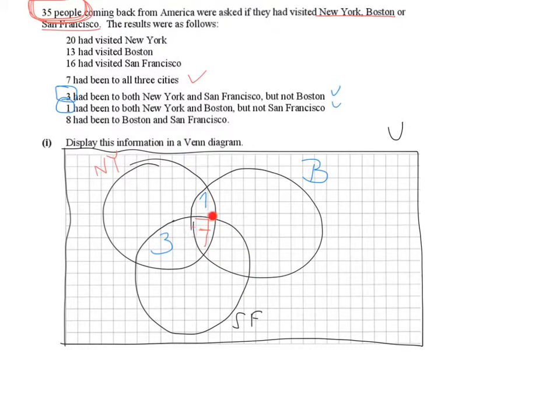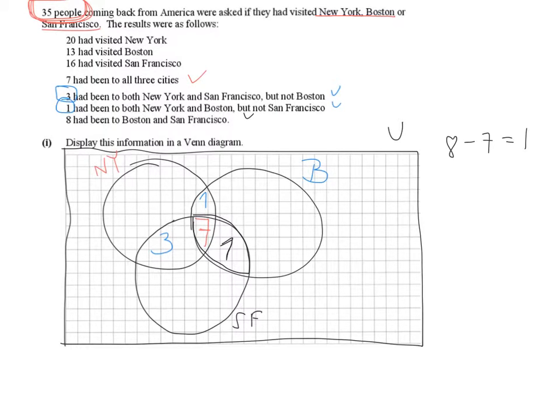But as you can see, we used 7 already, okay? So we need to calculate 8 minus 7 equals 1. So 1 goes straight here. So we have Boston and San Francisco, and we have 8 people in it, okay? This part is done.